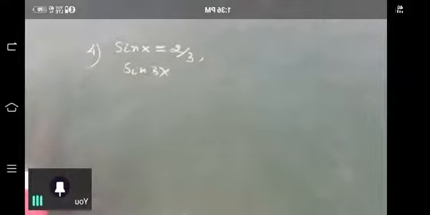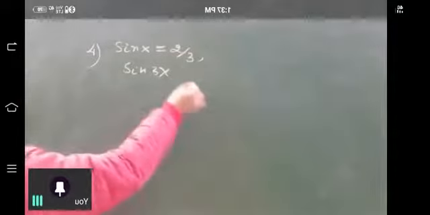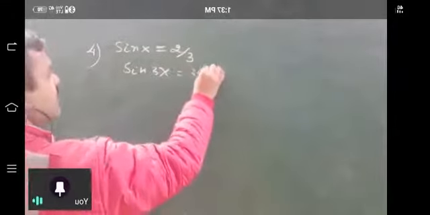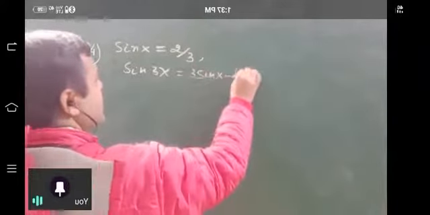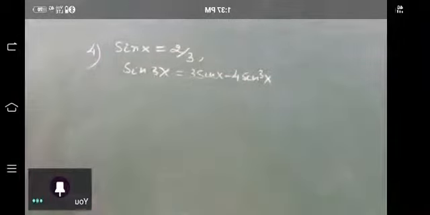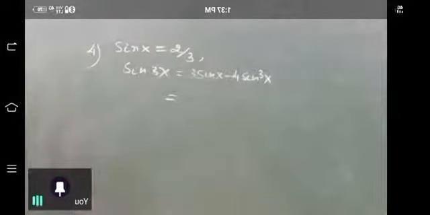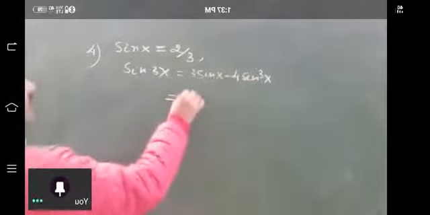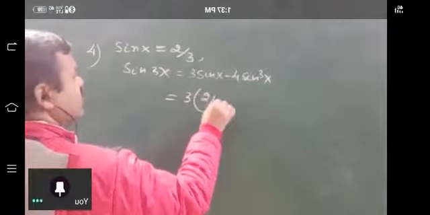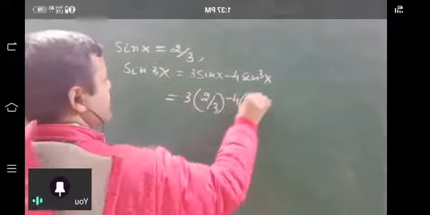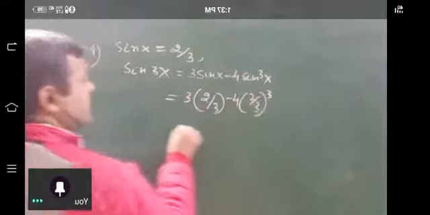Now just apply the identity of sin 3x in terms of sin x. You know sin 3x equals 3 sin x minus 4 sin cube x. Now just put the value of sin x here to get the value of sin 3x. Now 3 multiplied by 2 by 3 minus 4 into 2 by 3 whole cube.